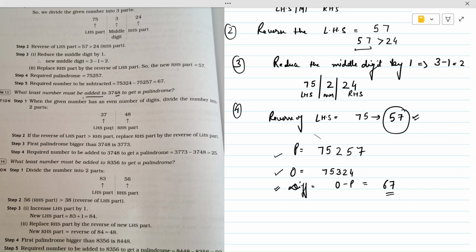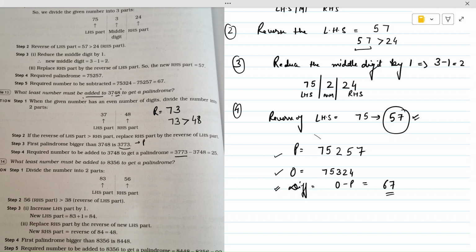So here we have to find the reverse of 37, which is 73. This is the reverse of LHS, and now we know 73 is greater than RHS. So if the reverse of LHS is greater than RHS, we can use it. We can take its reverse. Okay, so what will be our new number? It will be 37, and then we have to use 73 instead of 48. 3773 is our palindrome number. This is our palindrome number.